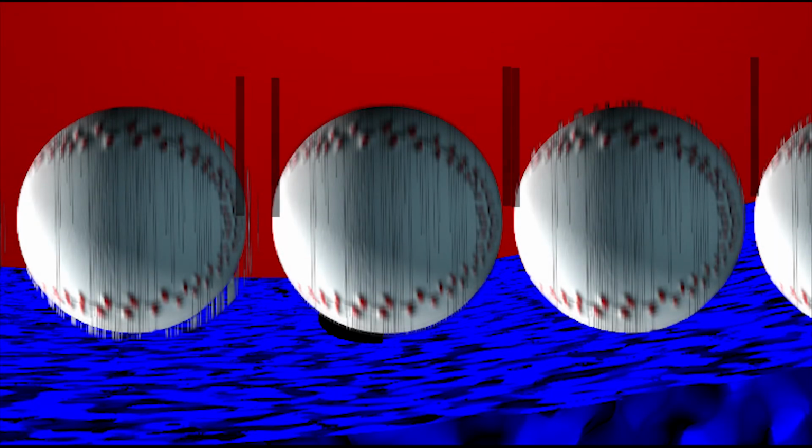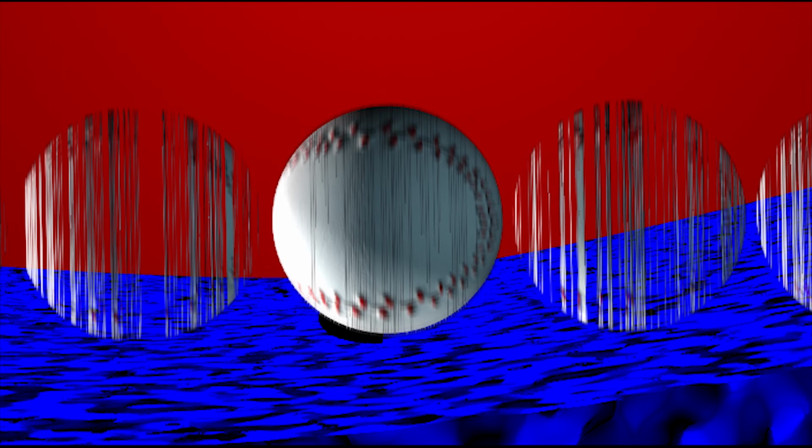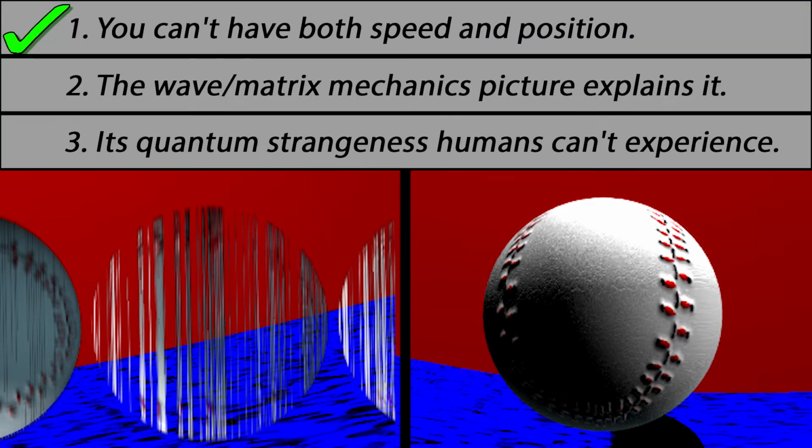So from one measurement, the newer digital camera, we got the position but not the speed. From the other measurement, the older camera, we got the speed but not the position. But we could not get both position and speed from either picture. Check. What about the wave and matrix mechanics? No. What about the quantum weirdness, something that can't be seen by normal humans? Again, no.